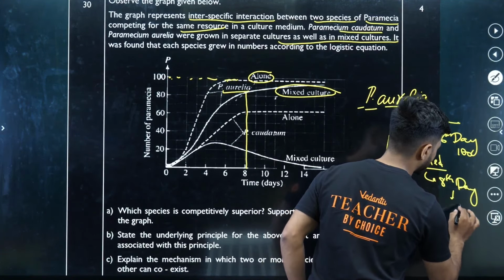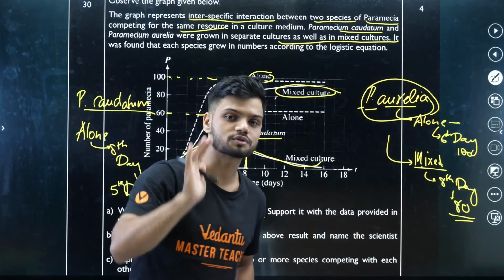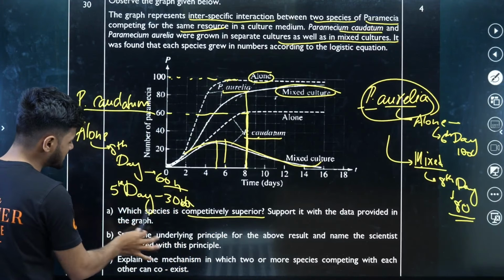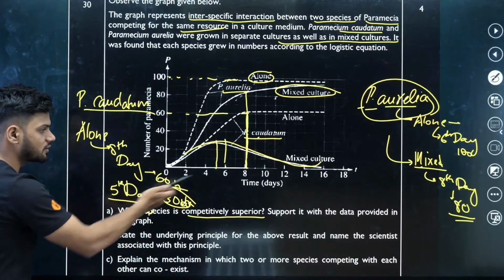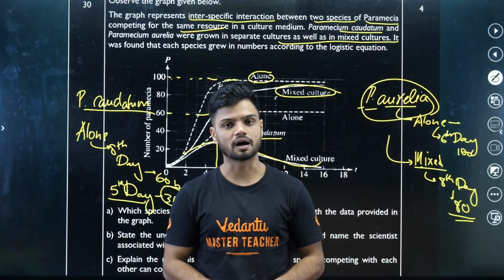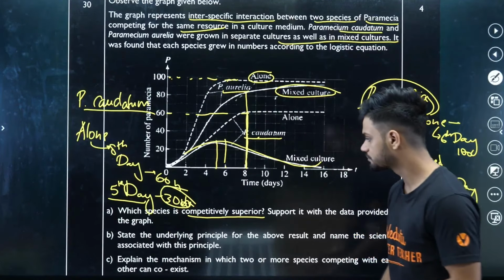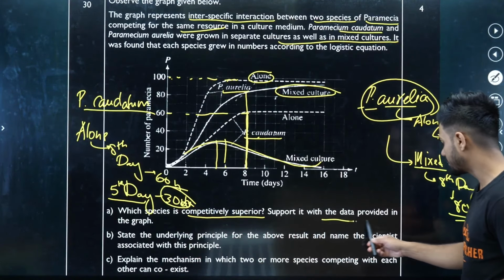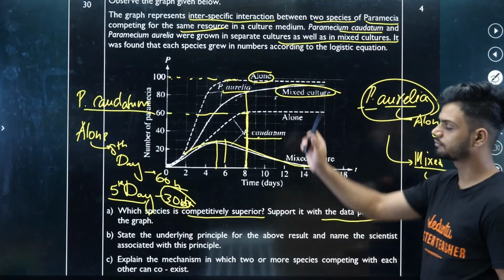Which species is competitively superior out of those two, which is able to grow more when they're in mixed cultures? You tell me now. Look at here. Aurelia, when it is mixed on the 8th day, showing 80 number. Yes, it is growing properly, more, 80 number you have seen. But your caudatum is showing just 5th day 30. So you tell me, numbers don't lie. Which is the highest here? Obviously, Aurelia is the highest. That is the superior species here. They're asking you to support with the data provided in the graph. This is the data you're supposed to write. Which day, what is happening?